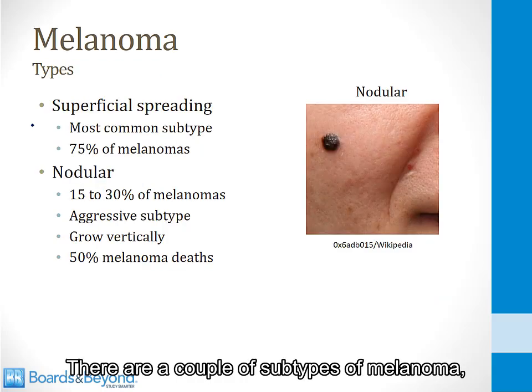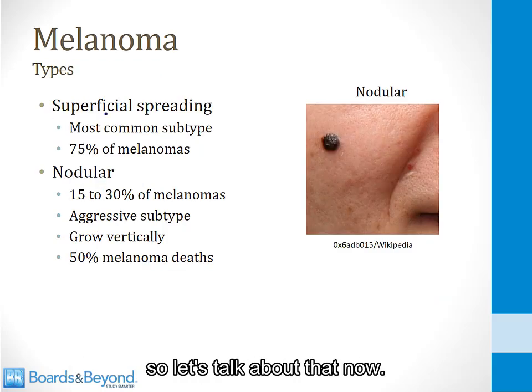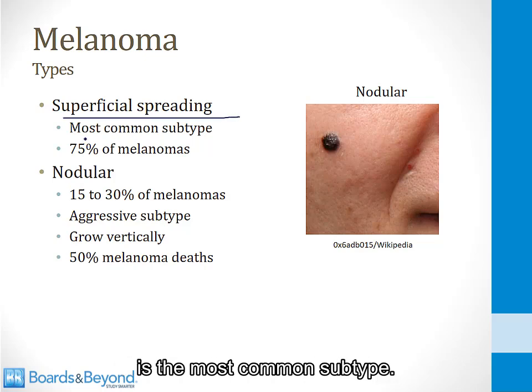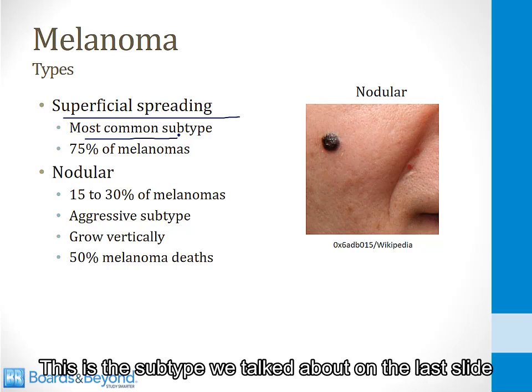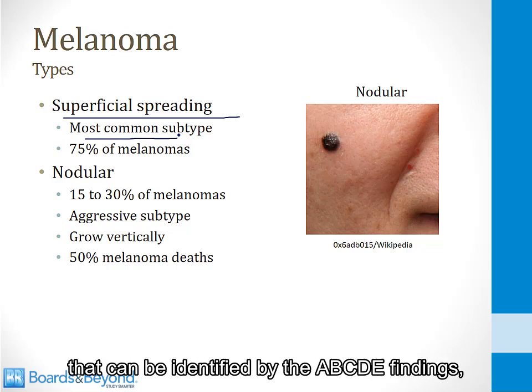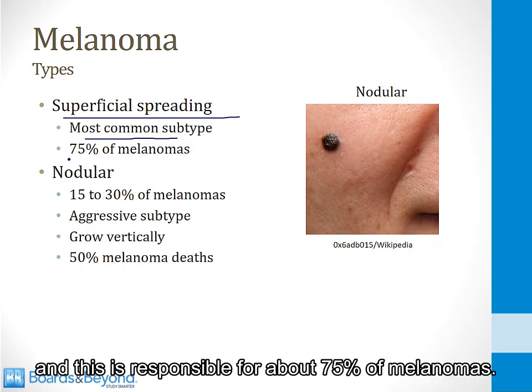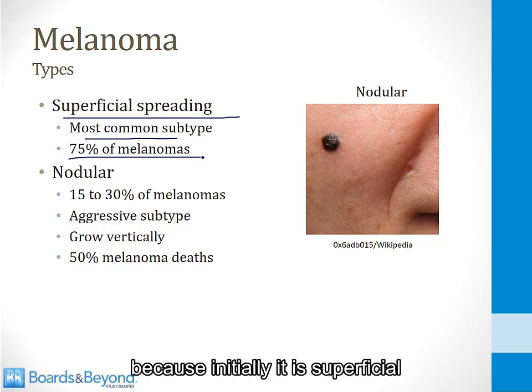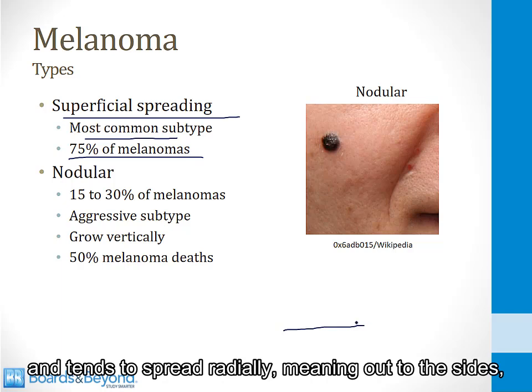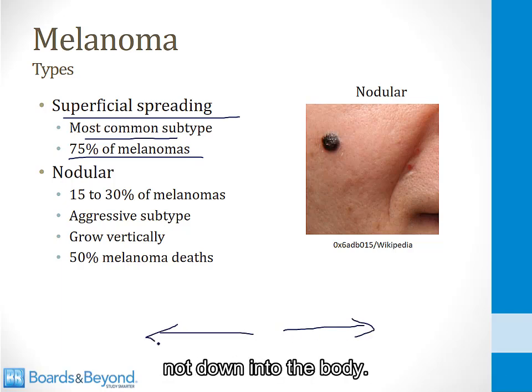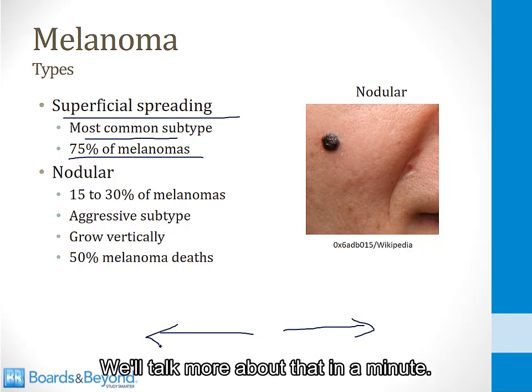There are a couple of subtypes of melanoma, so let's talk about that now. The superficial spreading subtype is the most common subtype. This is the subtype we talked about on the last slide that can be identified by the A, B, C, D, E findings, and this is responsible for about 75% of melanomas. This subtype gets its name because initially it is superficial and tends to spread radially, meaning out to the sides, not down into the body. We'll talk more about that in a minute.